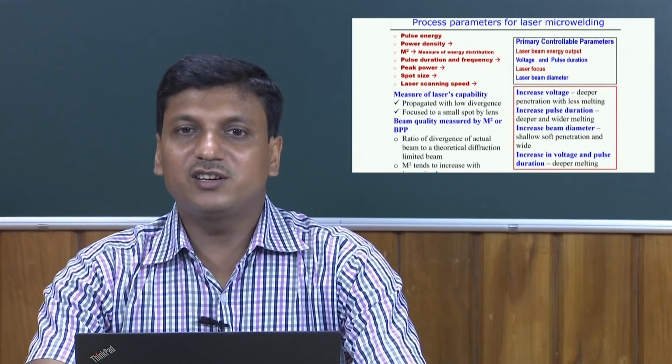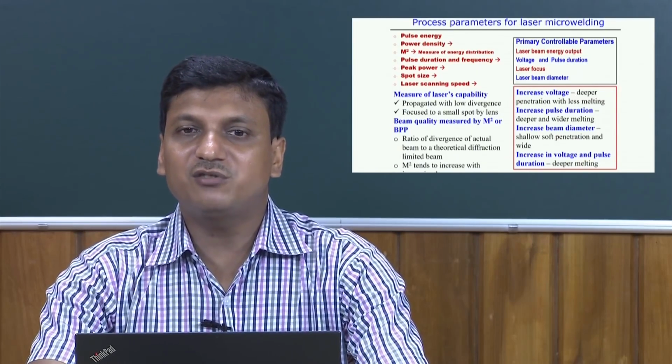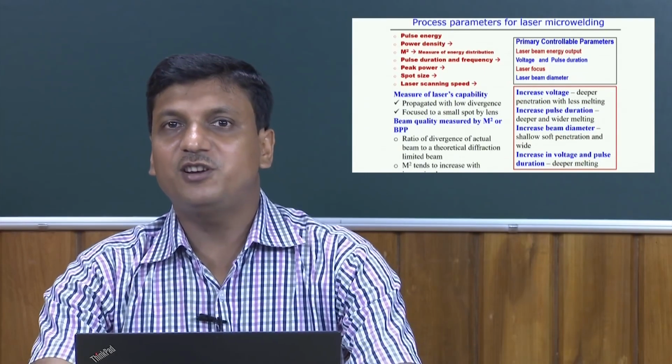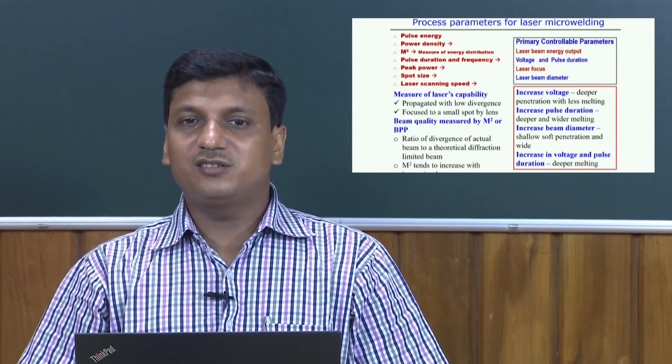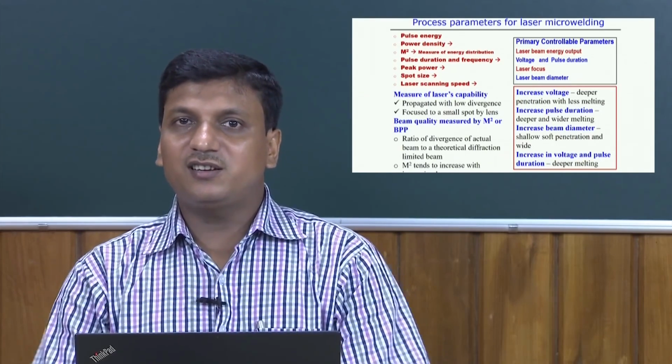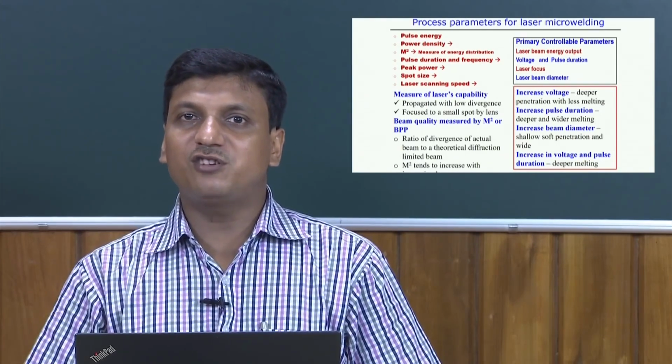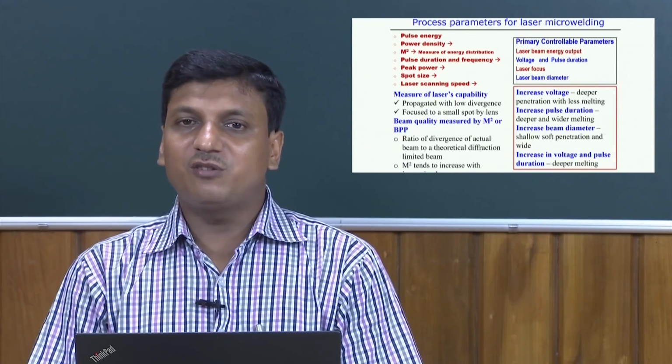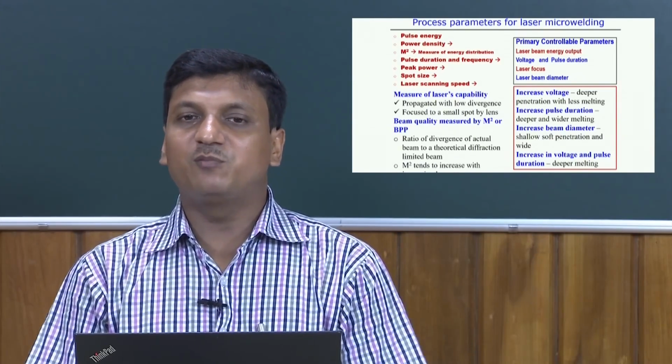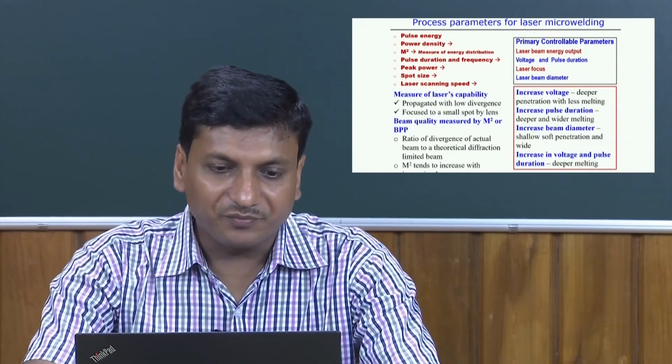But if both the voltage as well as the pulse duration are increased, in that case very deep melting is required, maybe in that case the weld pool volume requirement is very high, then we need to operate with an increment of both the voltage as well as the pulse duration.